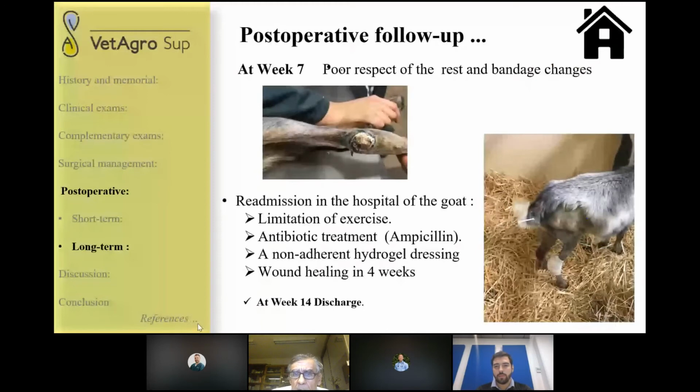At 7 weeks, because of the poor respect of the rest and the bandage change, we had a skin wound at the top of the calcaneus. So we had to readmit the animal in the hospital, limit exercise, give antibiotic treatment, and do some dressing with non-adherent hydrogel, and we had wound healing in 4 weeks. At week 14, the goat was discharged. Next slide, please.